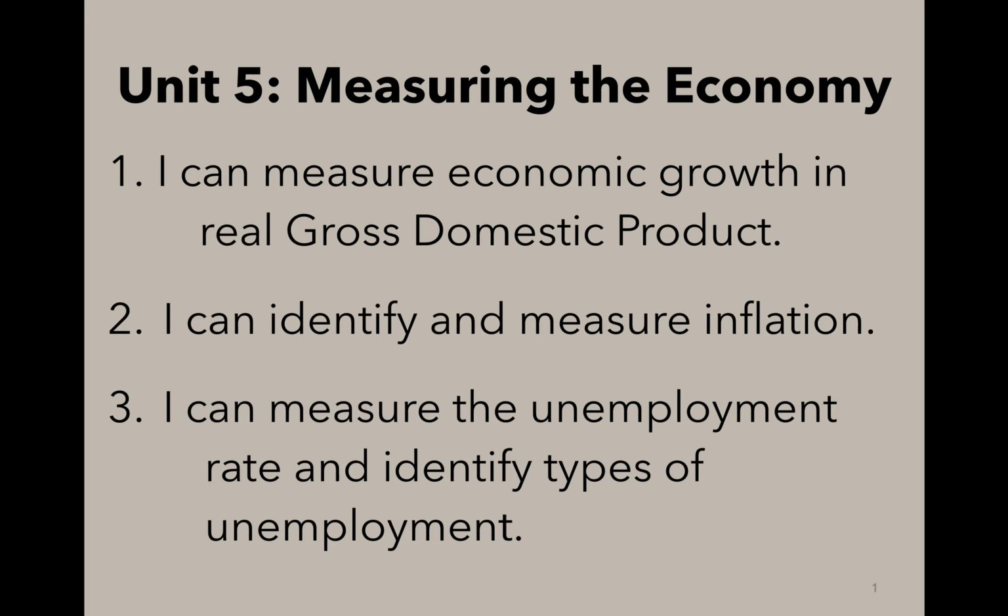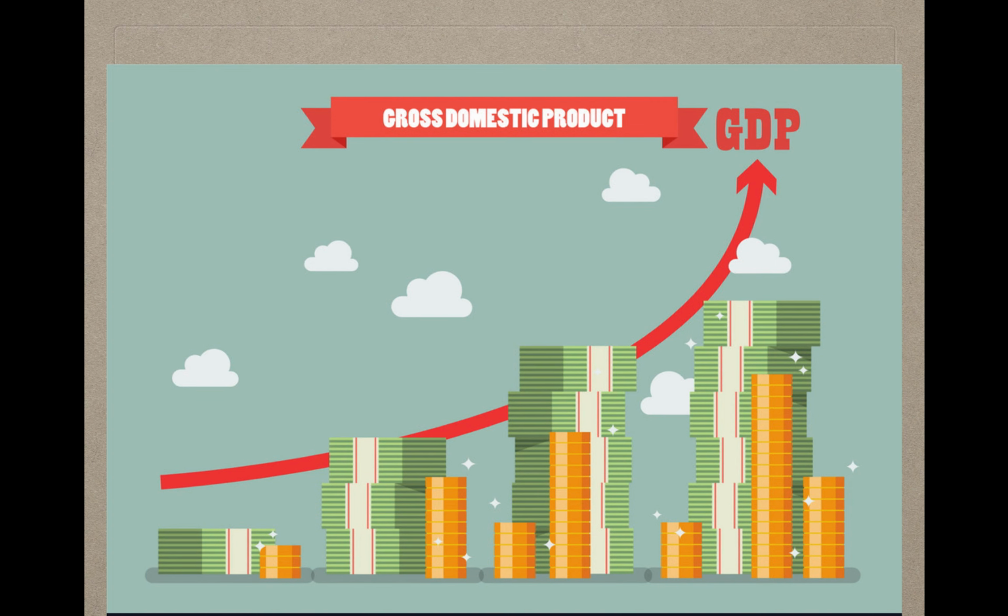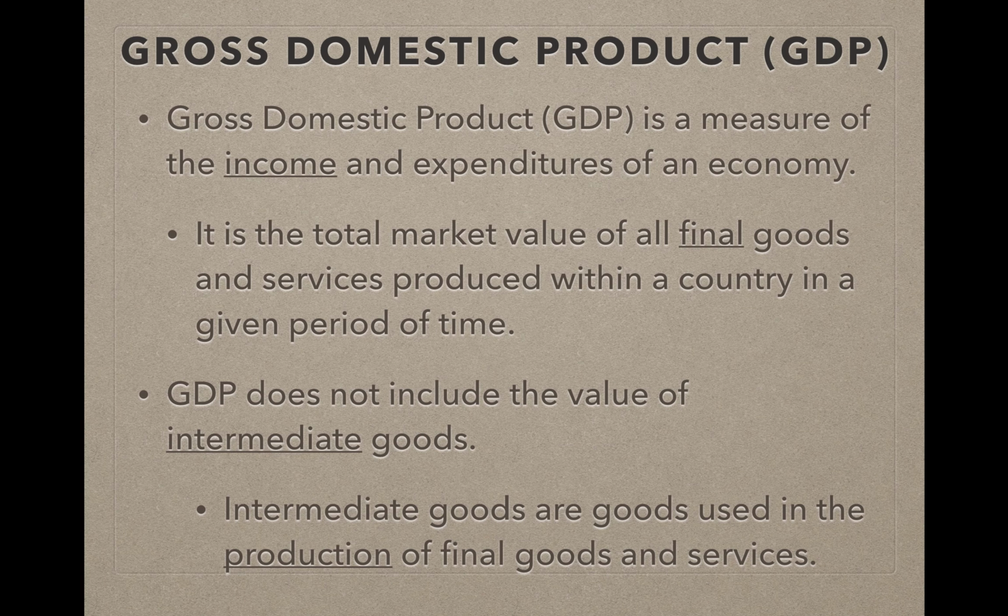This is going to be a really important unit to help us understand our U.S. economy. What we're going to be looking at today is something called gross domestic product, and we're going to understand how that tells us what is going on in the economy as it pertains to the things that we produce, the things that we make.